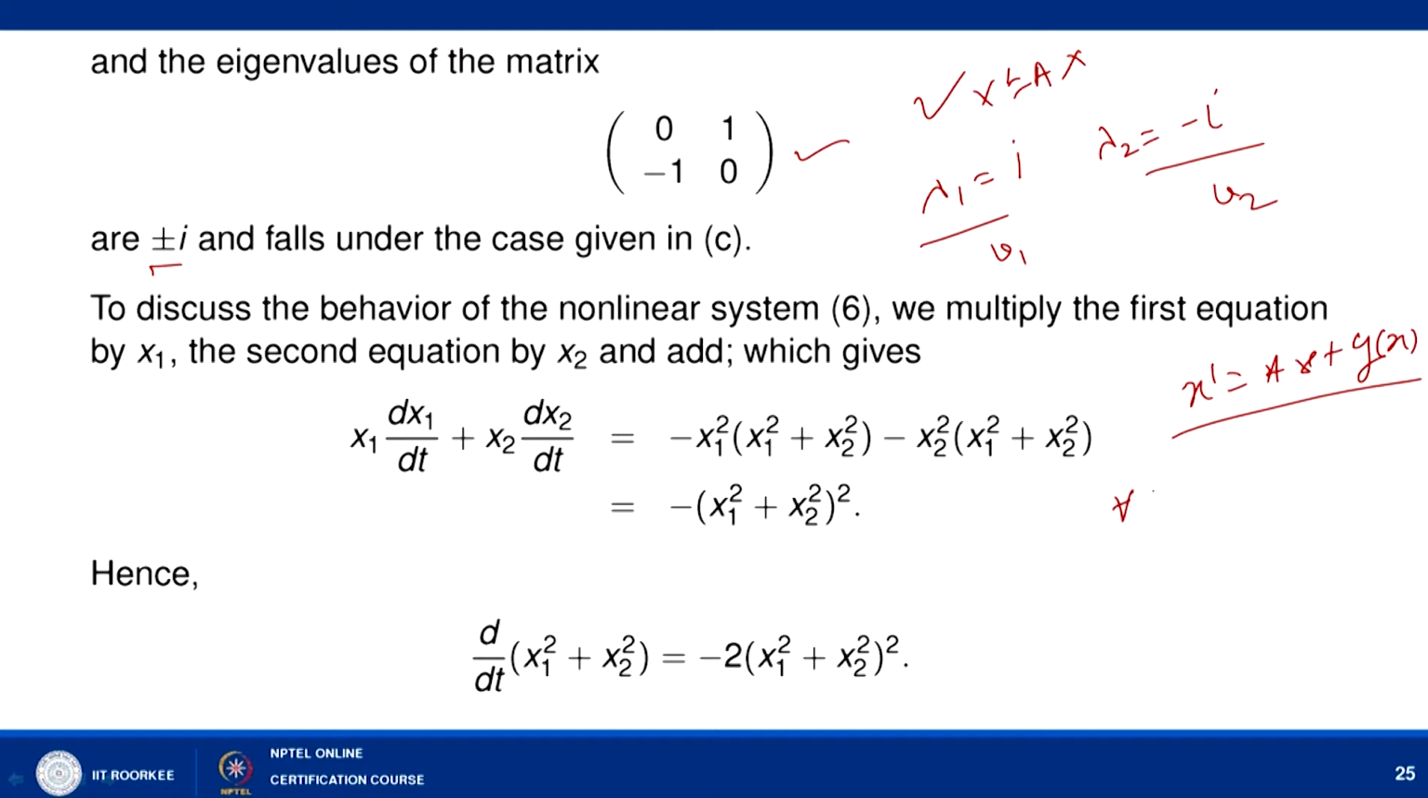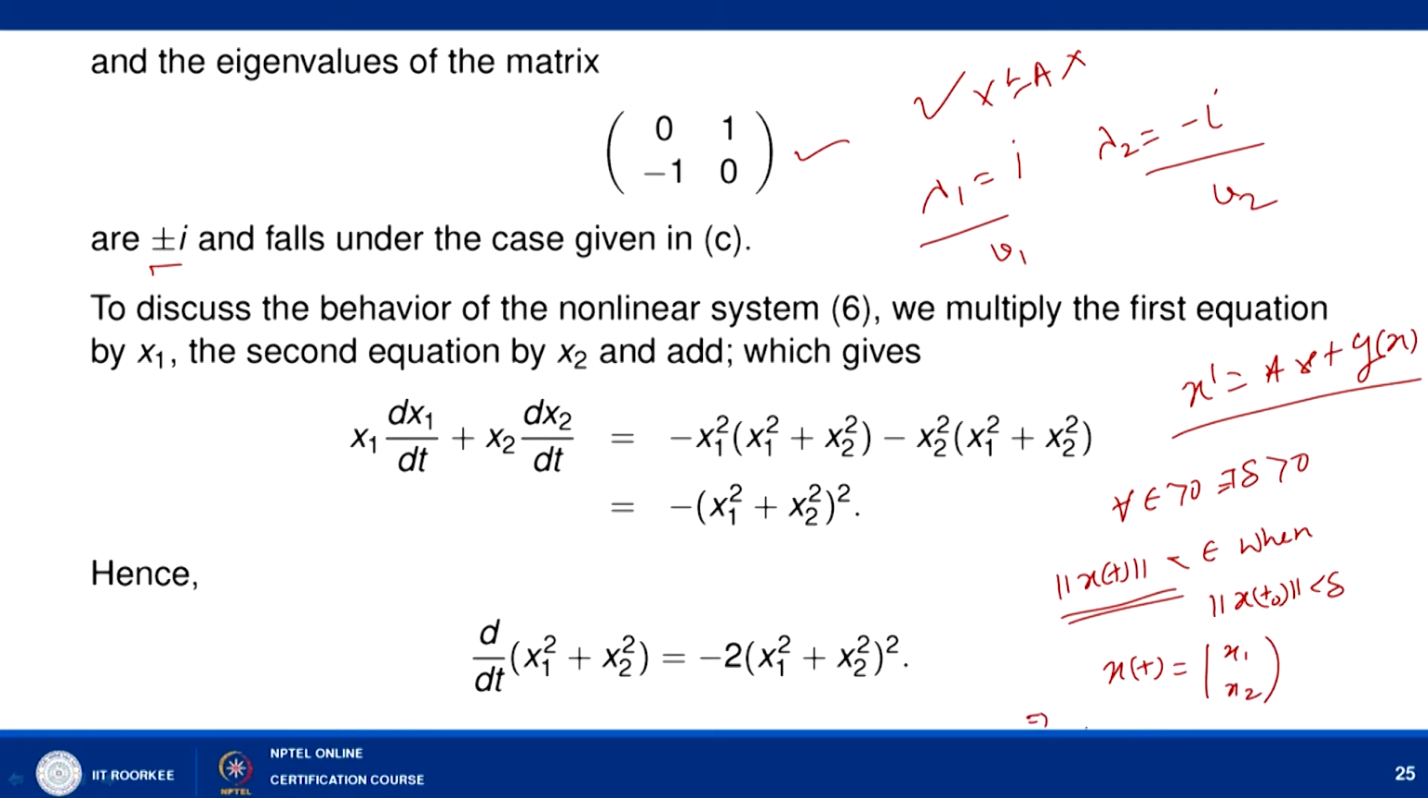Then we recall this condition that for every epsilon greater than 0 there exists a delta greater than 0 such that norm of x of t is less than epsilon whenever norm of x(t0) is less than delta. So here we have to calculate the norm of x of t, where x of t is x1 and x2, and we take the 2-norm of x(t), that is under root x1 square t plus x2 square t. So we want to find out the bound on the behavior of norm of x of t.